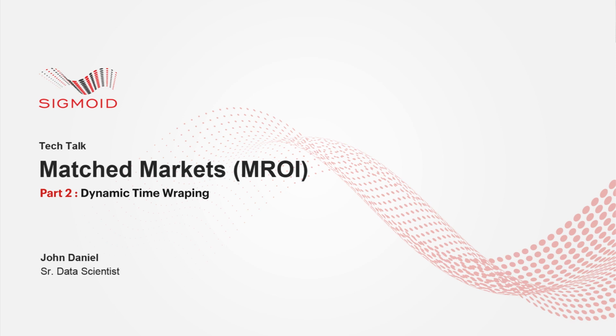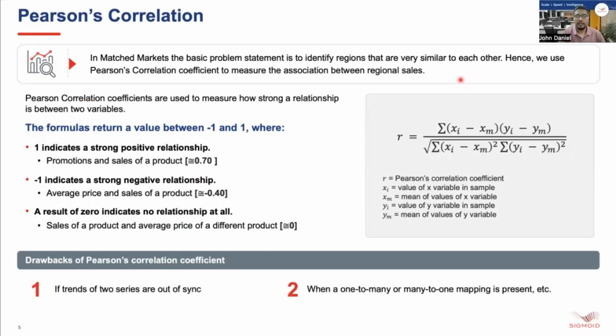The basic problem statement for MMT was that we need to identify regions that are very similar in nature with respect to sales. Hence, we use Pearson's correlation coefficient to measure the association. It is used to measure how strong a relationship is between two variables. Here is the formula for Pearson's correlation coefficient. It returns a value between the range of -1 and 1. 1 indicates a strong positive relationship.